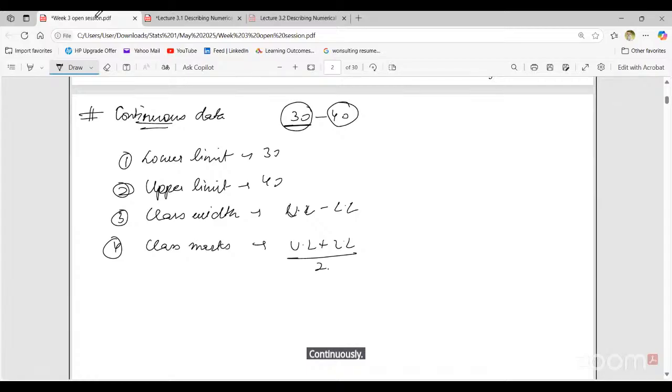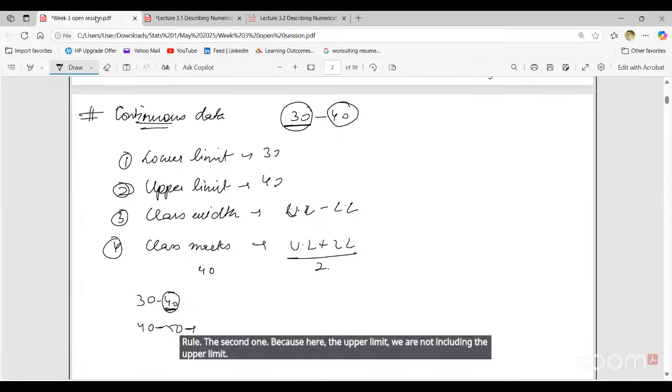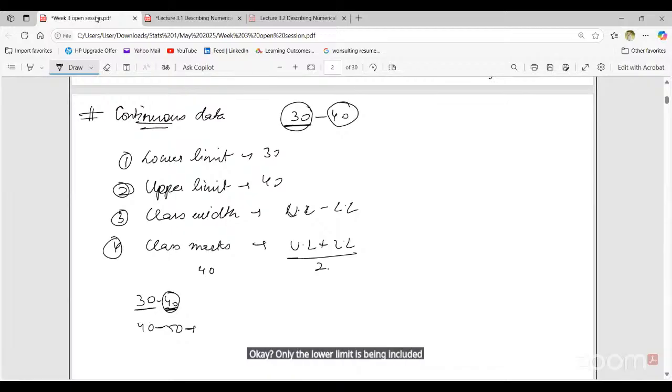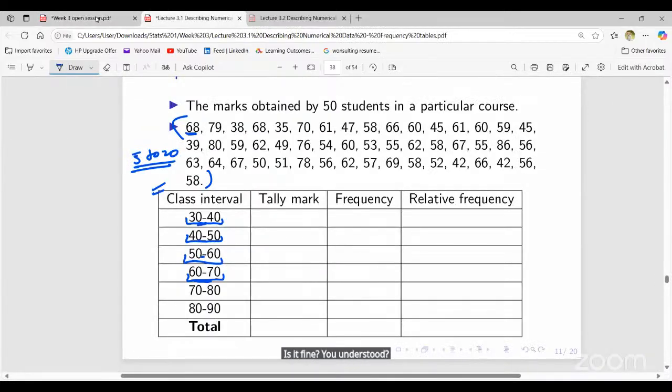Okay, and one thing: if you're making a class interval, like we have 30 to 40, 40 to 50, and I have a value like 40, this 40 will be included in the second row, the 40 to 50 one, because here we are not including the upper limit. Only the lower limit is being included, not the upper limit. Is it fine? Yes, ma'am. You understood? Okay.